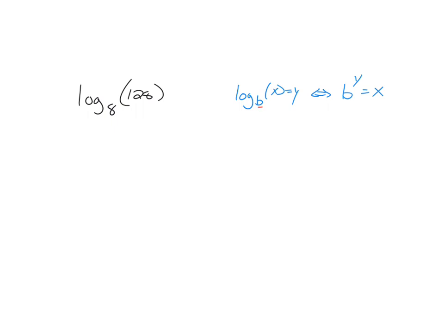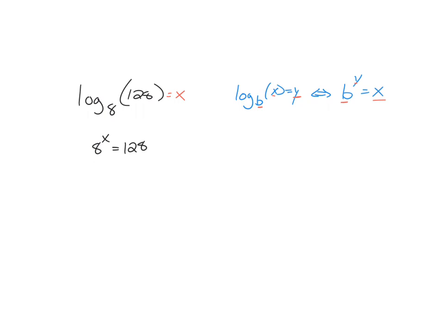So again, this b is the same as that b. The exponent of y is the output of the logarithm, and then the input for the logarithm is the result of this exponential expression. So in order to do that, I'll just use a variable. Let's just use x in this case to set the log equal to it. And then if we rewrite this as an exponential expression, it would be 8^x equals 128.